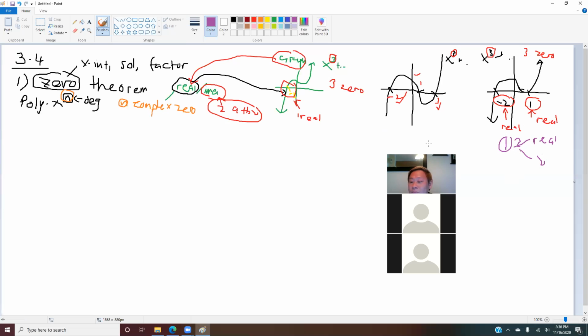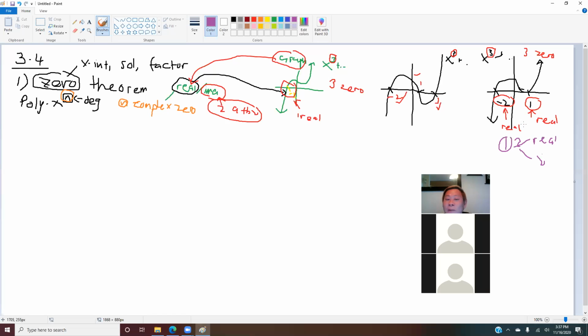Karishma? What do you think? Just a guess. Real or imaginary? You think this one? Which one? This graph I'm talking about.